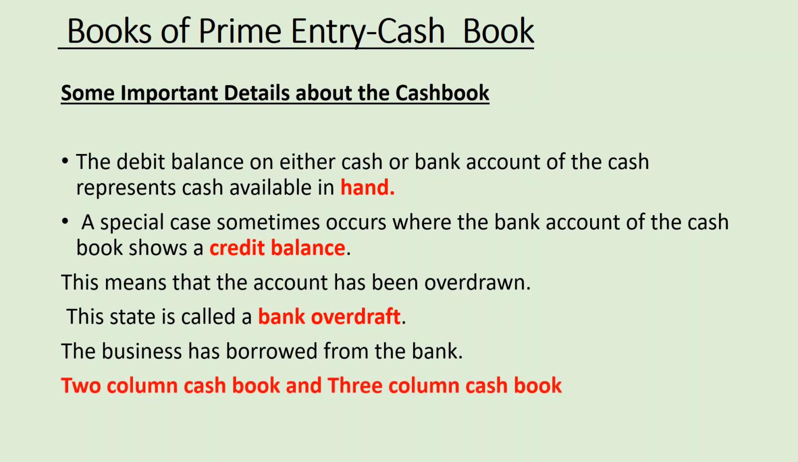So there are two types of cash books. There is a 2-column cash book and a 3-column cash book. We're going to end this video with a 2-column cash book. In the next video, we're going to take a look at a 3-column cash book. When you know a 2-column cash book, a 3-column cash book is not complicated because we're just going to add one more column to the 2-column cash book. So it's going to be simple.